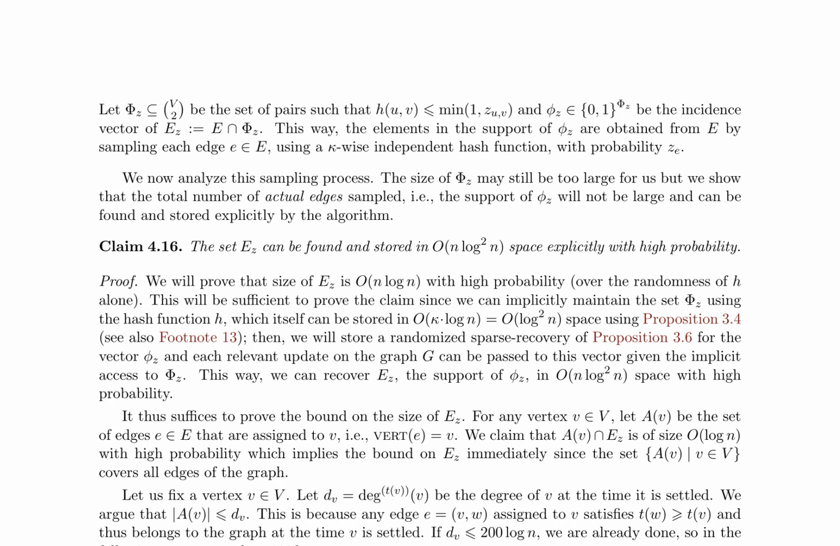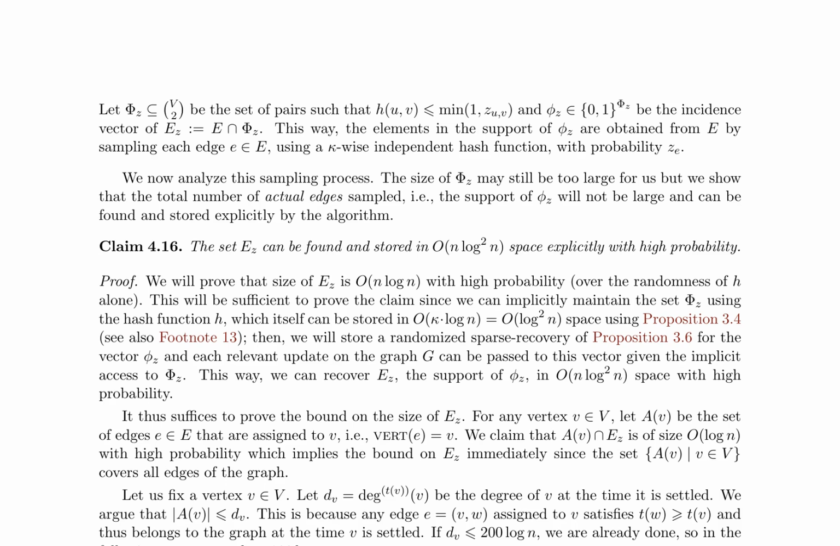This set is used to sample edges in the graph, and the incidence vector of E_z, denoted as φ_z, is a binary vector indicating whether each edge in E is sampled or not. The authors analyze the sampling process and show that the size of E_z can be bounded with high probability.